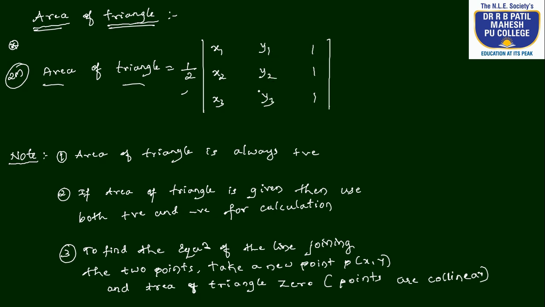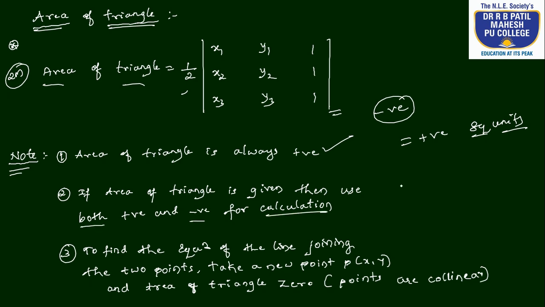Here some points you have to note down. Area of triangle is always positive. Suppose this determinant gives you negative number, but you have to write the answer in positive. That is called area of triangle is always positive. And use the unit square units. Area of triangle is in square units. Second point, if the area of triangle is given, then use both positive and negative for calculation. Suppose if they give area of triangle 4 square units, you need to write plus 4 as well as minus 4 for further calculation.